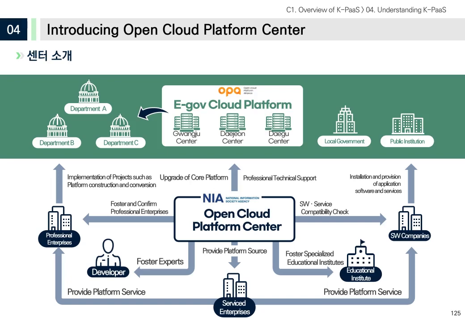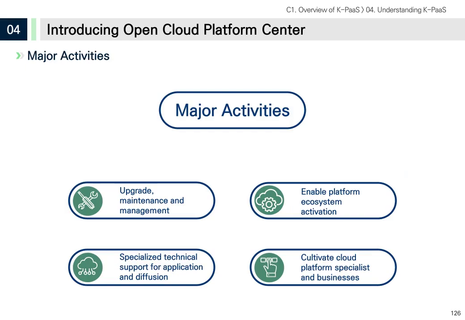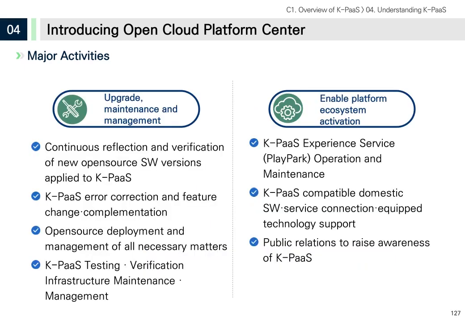The center was established on August 12, 2020 as a dedicated organization to fulfill these roles. It is composed of NIA personnel for policy support, global dissemination, etc., and external private experts for R&D, technical support and more. Next, let's take a look at the details of what the Open Cloud Platform Center is working on. Each part works together to help upgrade, maintain, and manage K-PaaS and activate the K-PaaS ecosystem in the center.